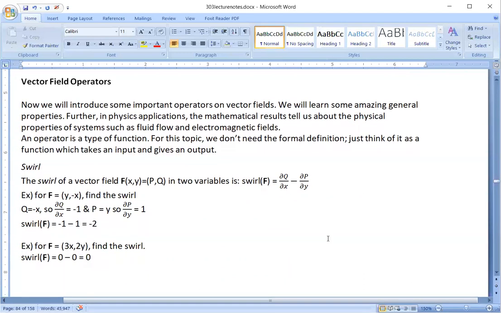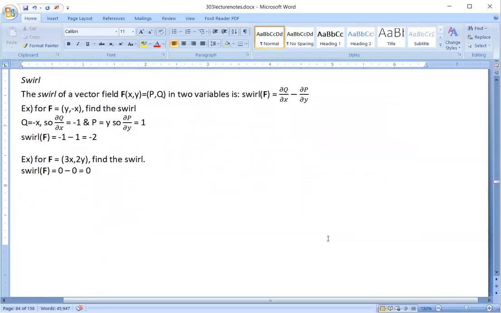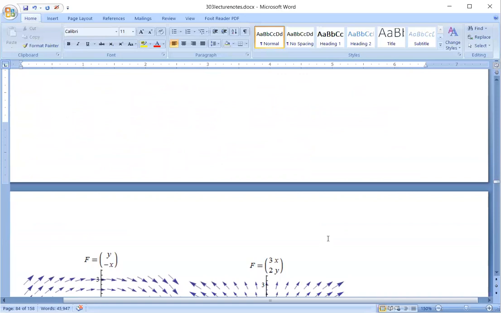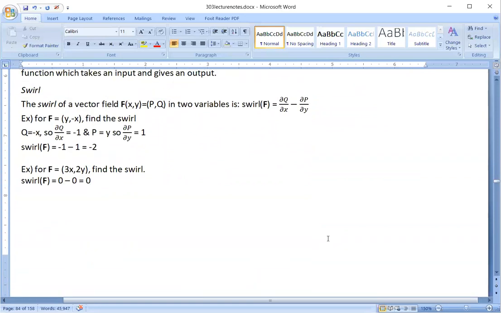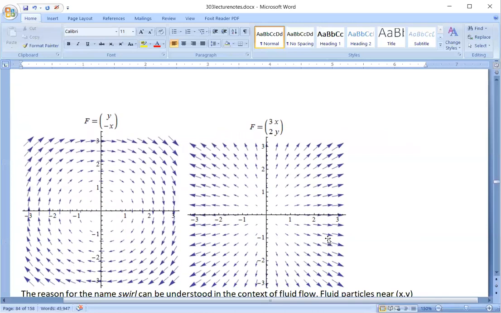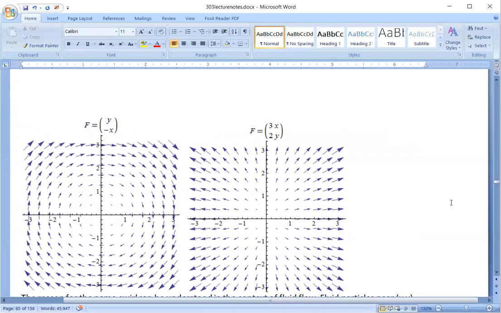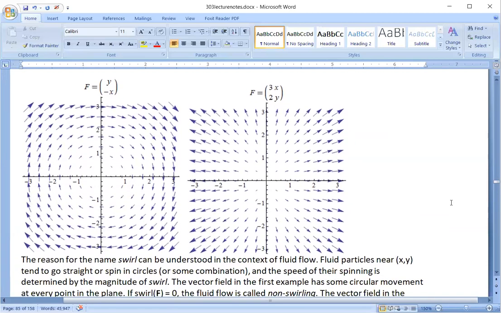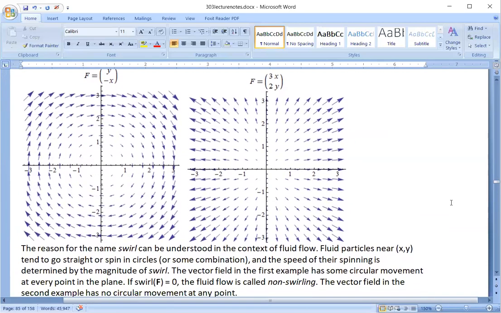Now we're going to take a look at the graphs and see what the swirl could actually mean physically. The first one had a swirl of -2, the second one had a swirl of 0, and here are the graphs of those two vector fields. The reason for the name swirl, I'm going to explain using the idea of fluid flow. Fluid particles near a point tend to go straight or just spin in circles or some combination of those two things. The speed of their spinning is determined by the magnitude of the swirl.